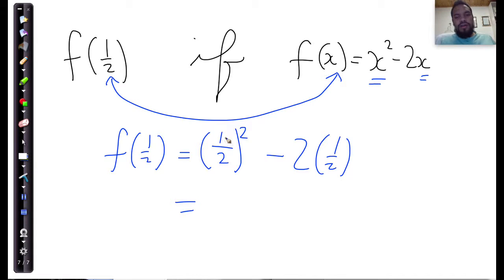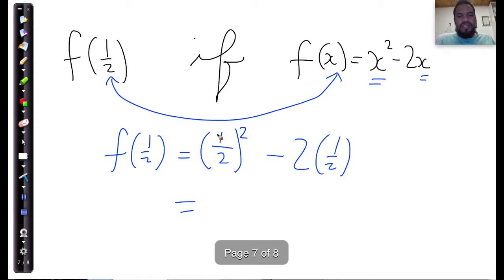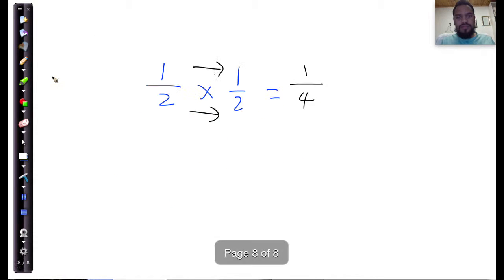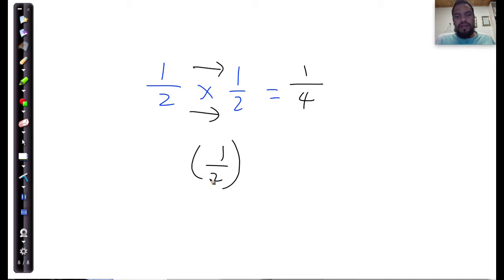Now let's work this out. A half multiplied by a half, remember this is actually just multiplying fractions. If I have a half multiplied by a half, I just multiply the tops with the tops, and the bottoms with the bottoms. That's how you multiply fractions. So that's 1 over 4. 2 times 2 is 4, and 1 times 1 is 1. So let's go one step back. That means that a half squared is equal to a half times a half, which is equal to a quarter.